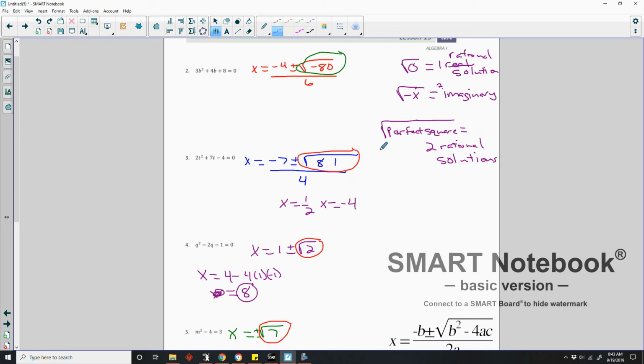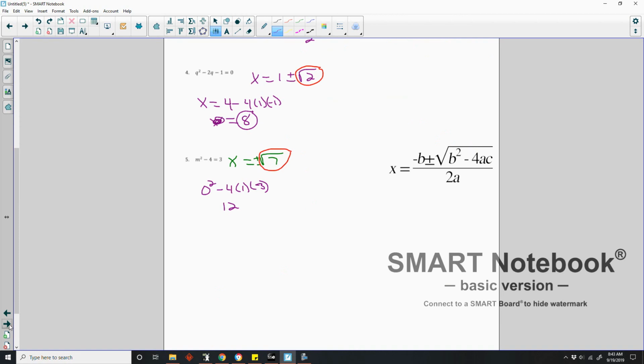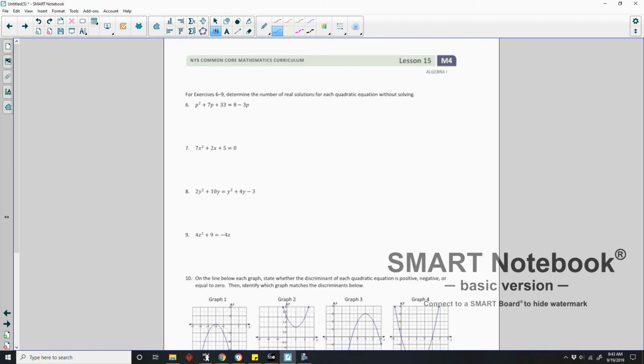Okay, so this could be a perfect square or any positive number. A positive number here will give us two rational solutions. The 0 will give us one rational solution, and a negative will give us two imaginary solutions. Okay, hopefully that's clear to you now. So now we're moving on to the next page.